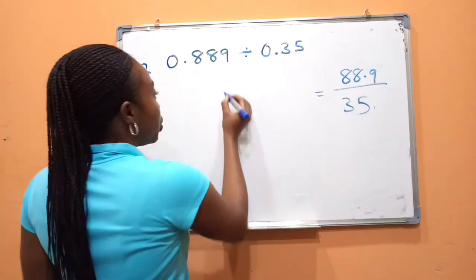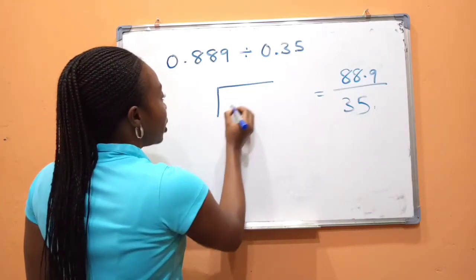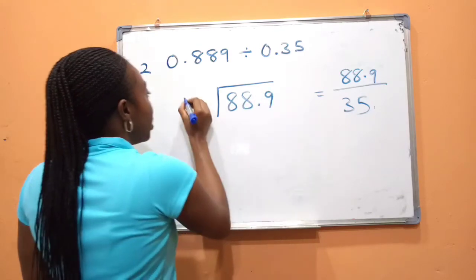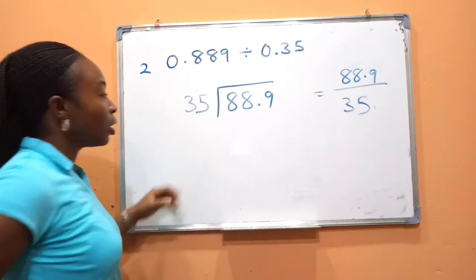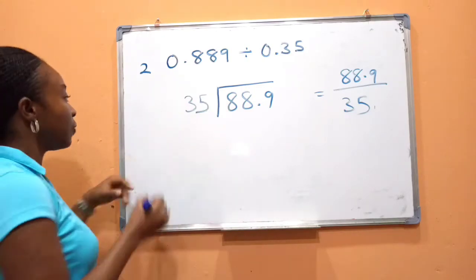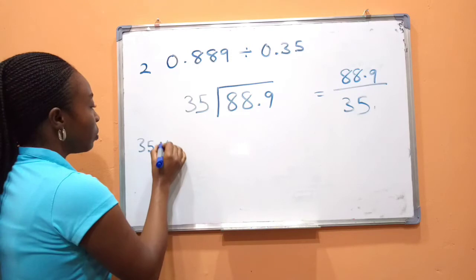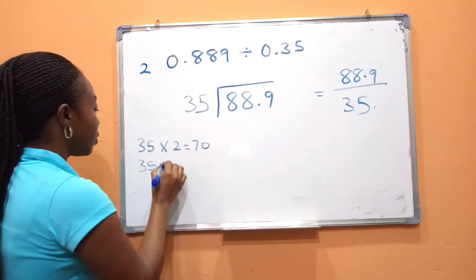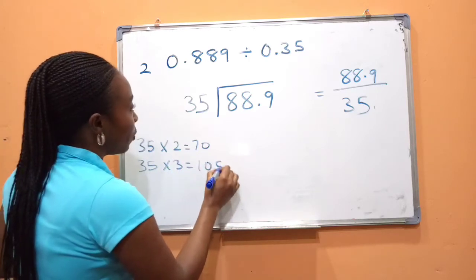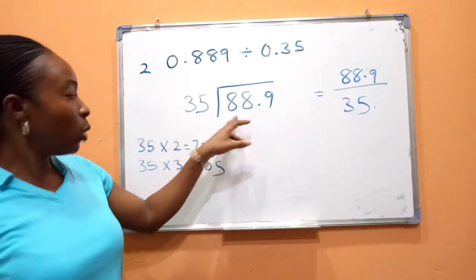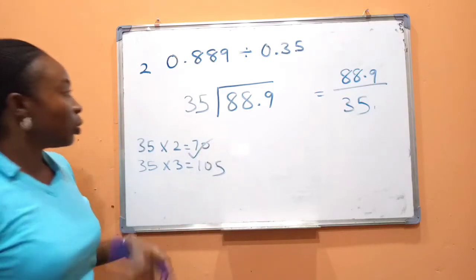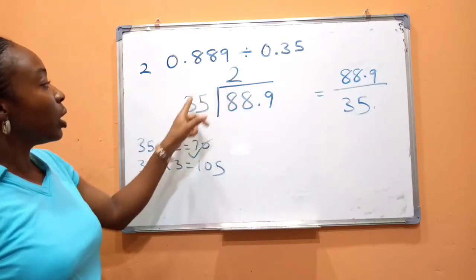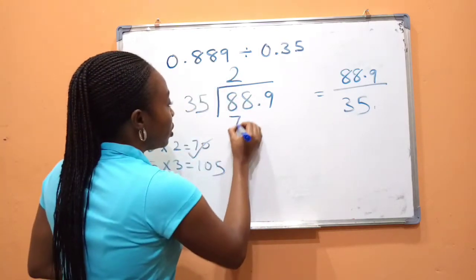So what we simply do is introduce the division, long division sign. So we have 88.9 divided by 35. Now let's try the possible multiples of 35. So we have 35 times 2 gives us 70. And by the time we say 35 times 3, it's going to give us 105, which is even greater than this. So what we simply do, we go with this, okay? So we're going to have 2 here. So we're going to have 2 times 35 gives us 70.